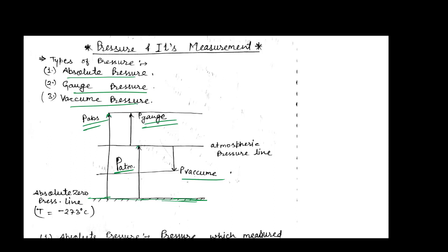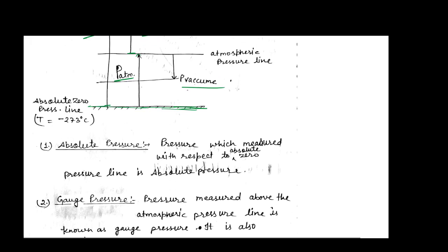PATM is little less than this. P gauge is above the atmospheric pressure line, it starts from the atmospheric pressure line. And P vacuum, as you can see, the pressure in vacuum is little down. Okay, so we will study in detail.